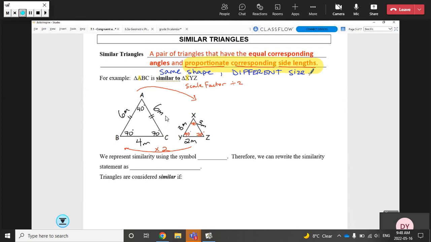Okay. Now, we often represent similarity by using this symbol right here. It's just a tilde. So we can say triangle ABC is similar to triangle XYZ. Instead of writing the whole word similar, we can just use the tilde.